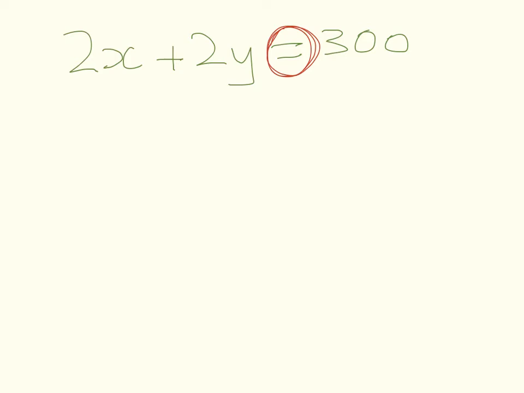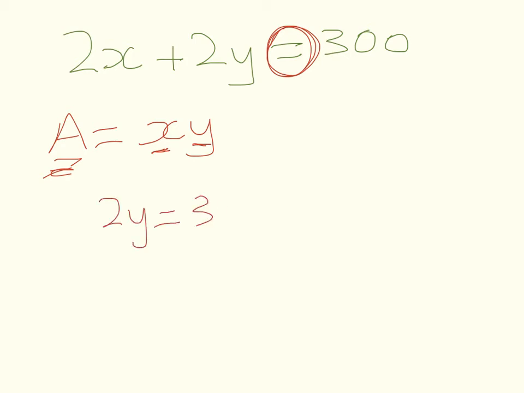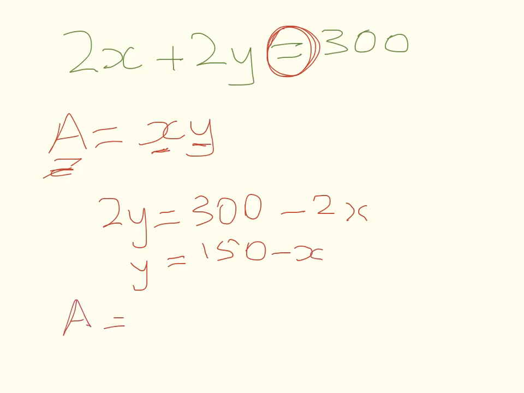So if we work with this, remember we've got a is equal to xy. We want to maximise a, and we know we're going to do that by differentiating. However, in here we've got two variables, we've got x and we've got y. So we're going to try and eliminate one of those, and we'll do that by writing 2y is equal to 300 minus 2x, or y is equal to 150 minus x. Now if we substitute that back in, we get a equals x times 150 minus x.